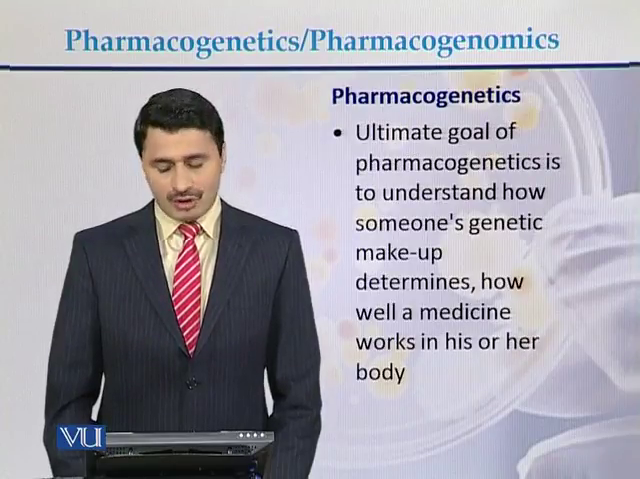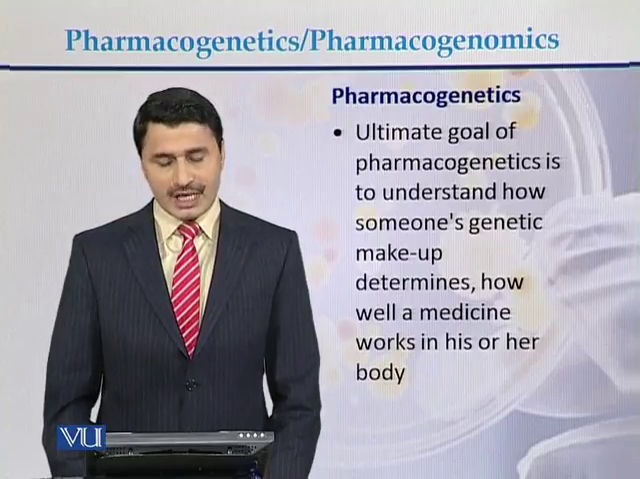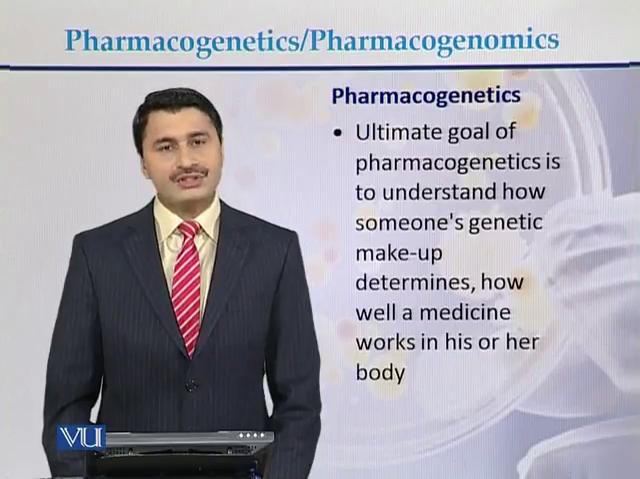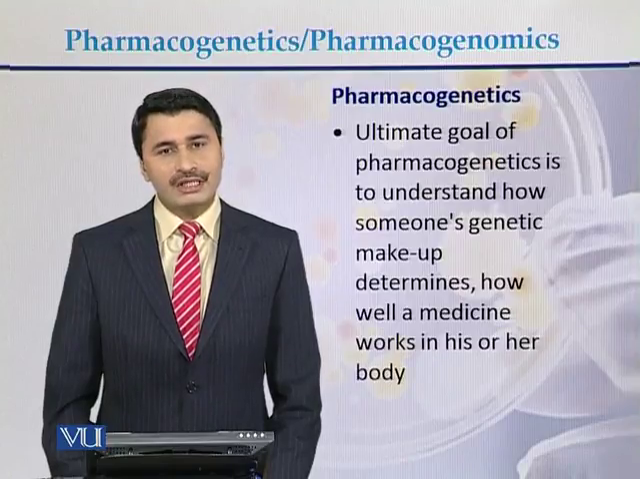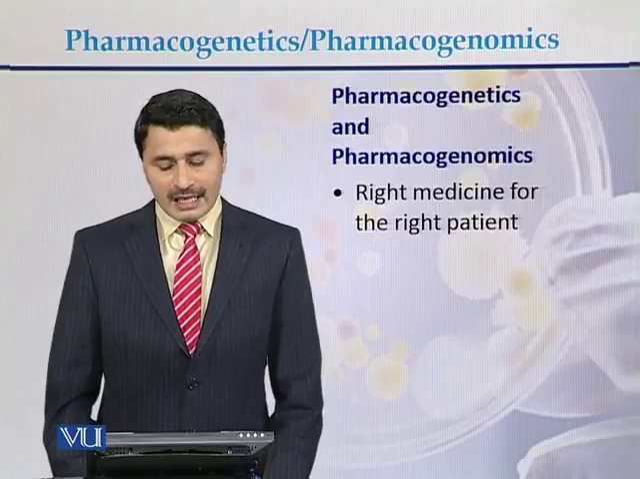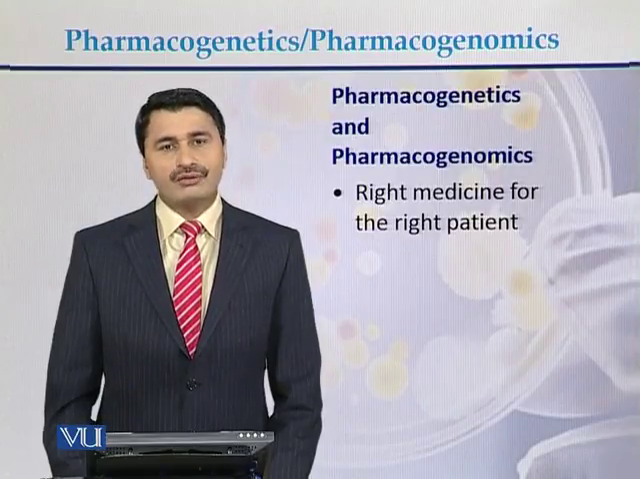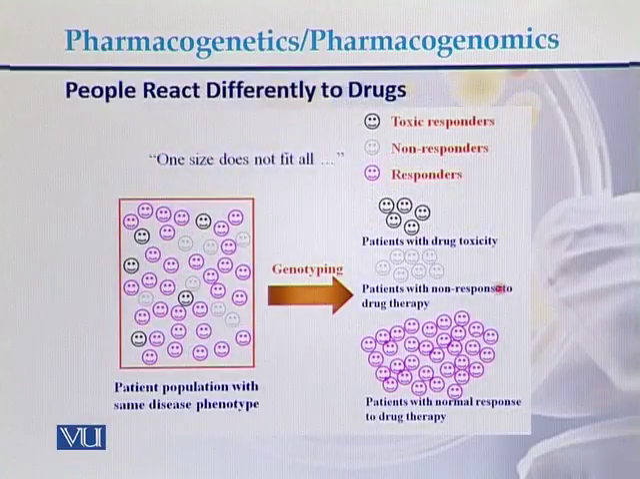The ultimate goal of pharmacogenetics or pharmacogenomics is to understand how someone's genetic makeup determines how well a medicine works on his or her body. In other words, the goal of pharmacogenetics or pharmacogenomics is the right medicine for the right patient. People react differently to drugs.